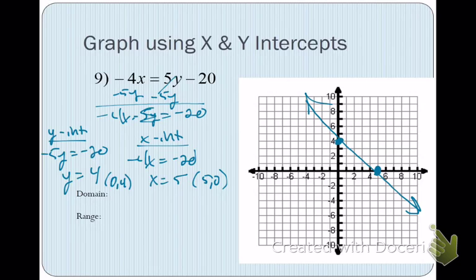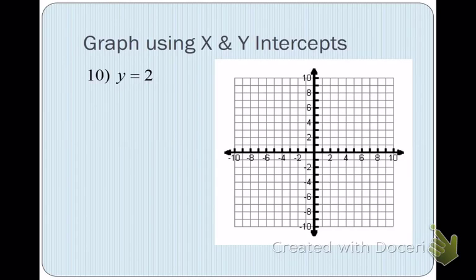There you go. Now your domain, again, your graph extends left and right forever, so negative infinity to positive infinity. Your graph extends up and down forever, so negative infinity and positive infinity. Make sense? All right.